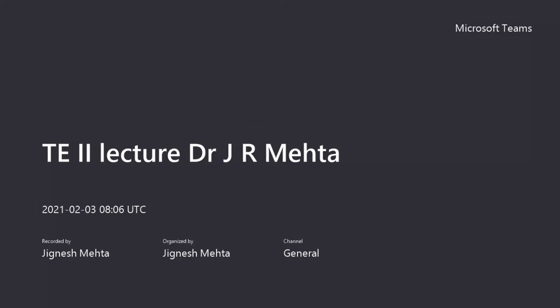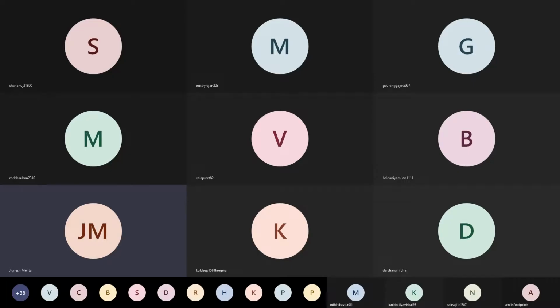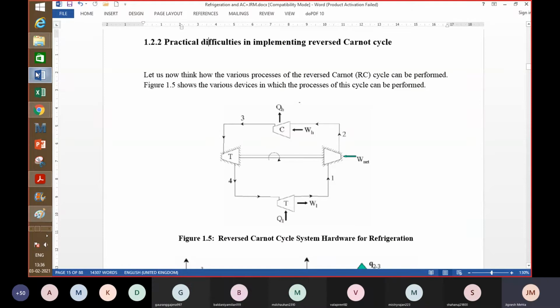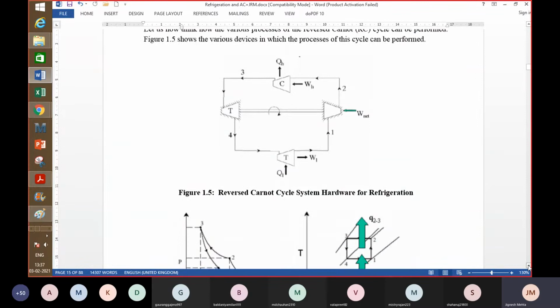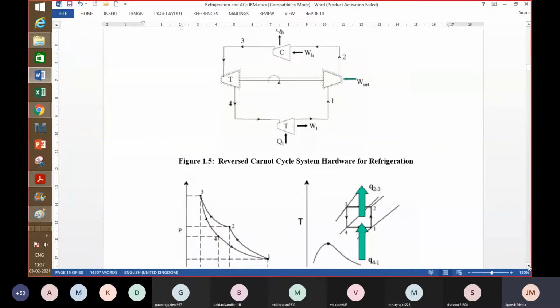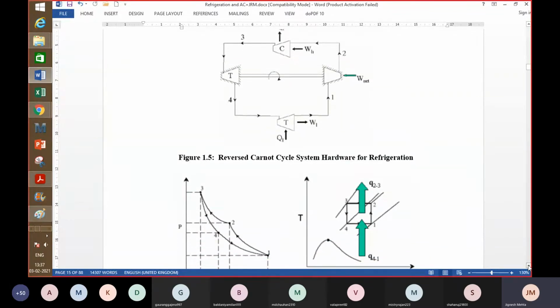is in implementing the reversed Carnot cycle. So in this diagram, you can see various components where these processes can be carried out. And you know what the processes involved in the reverse Carnot cycle are. It has been drawn on the PV and TS diagrams also, in these charts that you see. So one of the components is this.